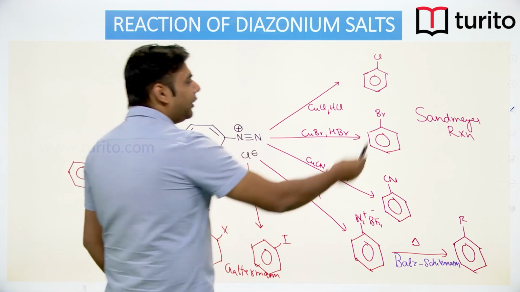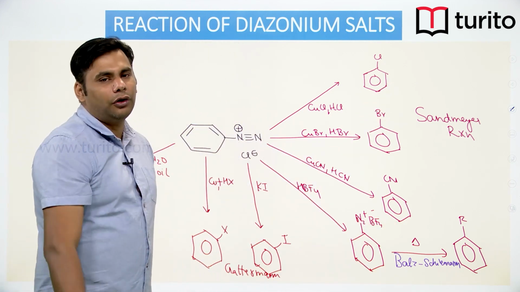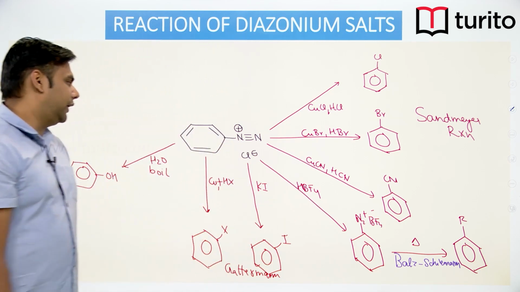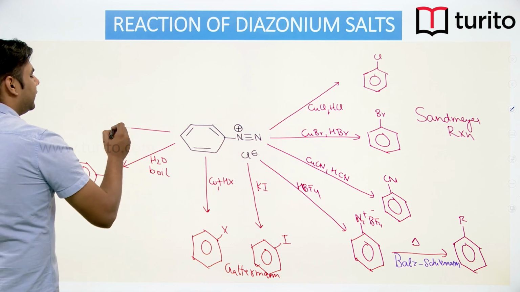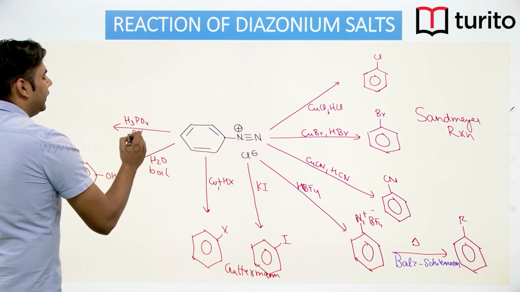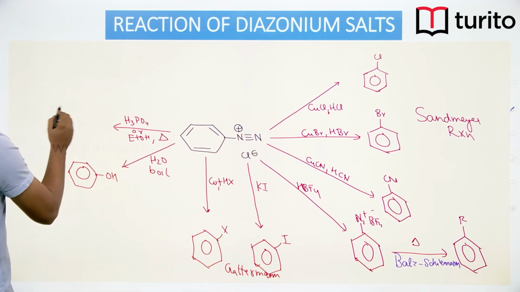Now basically Sandmeyer reaction follows radical mechanism. The mechanisms are not at all important for JEE. This is just for your own idea or your own confidence. Okay. So when you heat this with H3PO2 or ethanol, we will get a benzene ring.